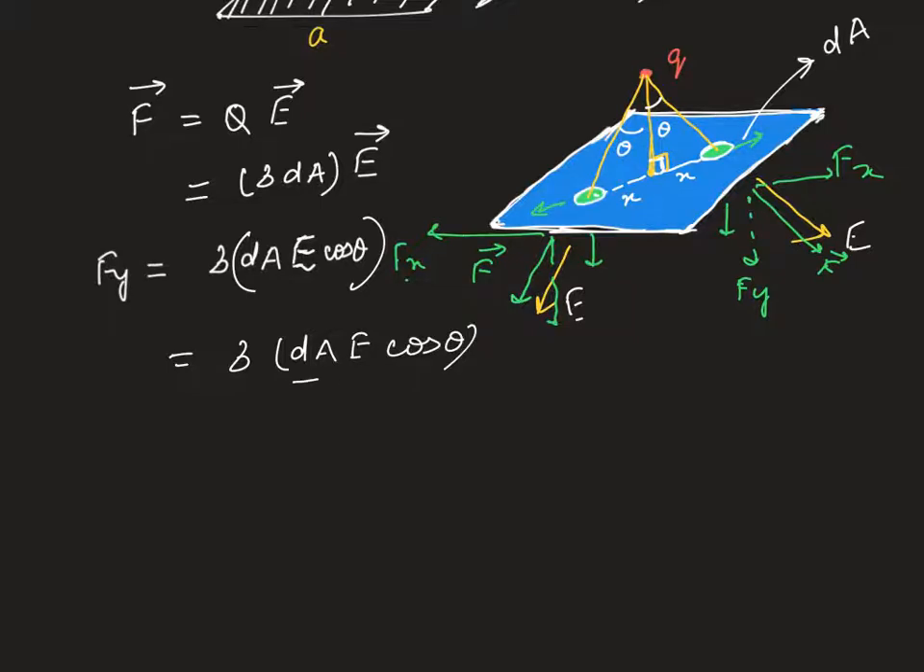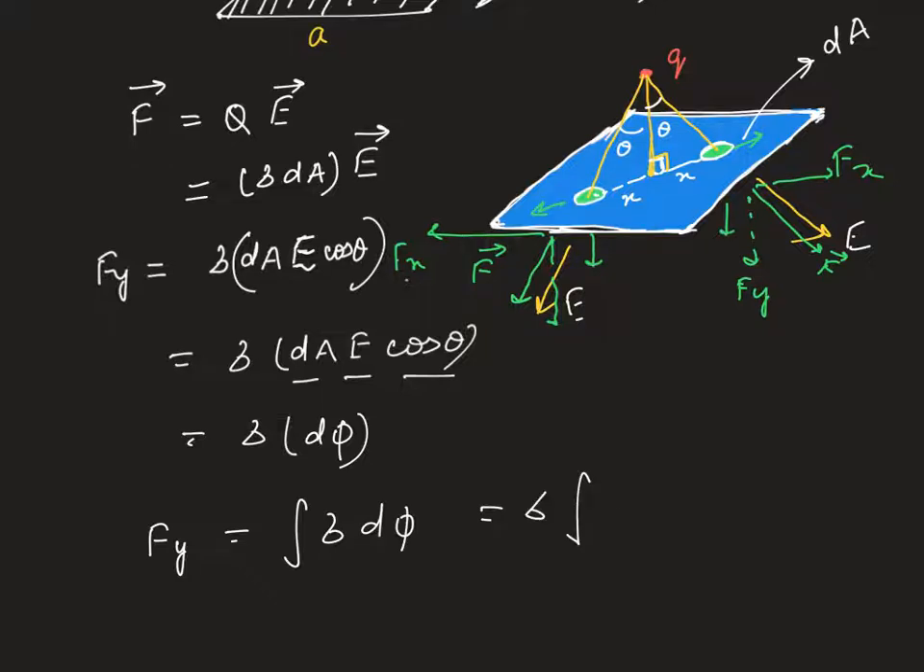Now what is area into E into cos theta? Area into E into cos theta is basically the flux, the small flux that passes through this area. So we will call that flux d phi. And when we want to add all the forces, all we have to do is to add this d phi. Sigma gets out of the scene, d phi, and that is going to be sigma into phi.